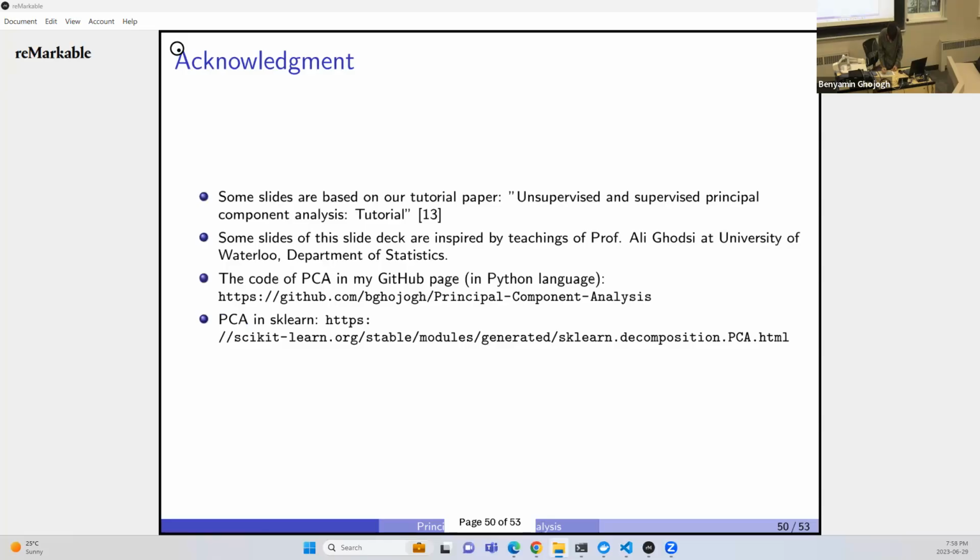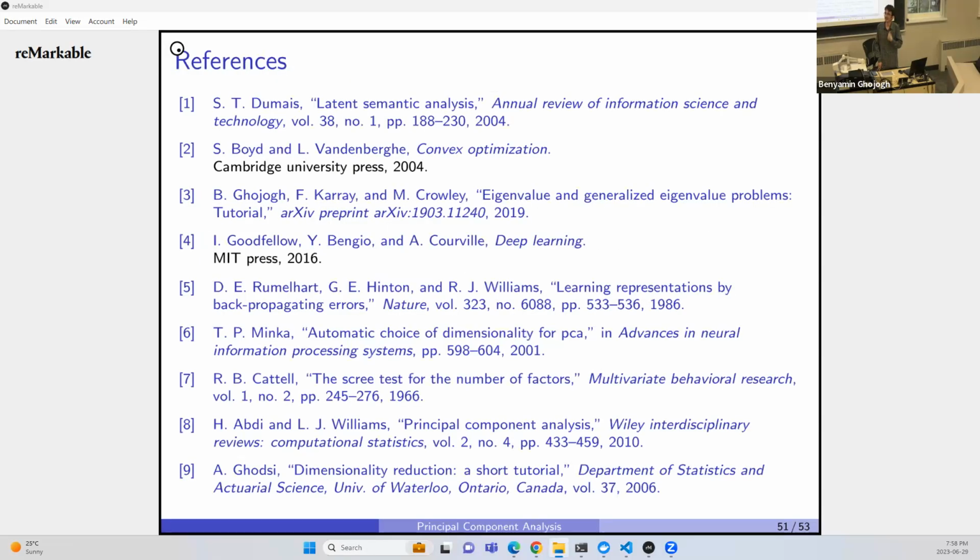Acknowledgement: some slides are based on our tutorial paper, and also the teachings of Professor Ali Ghodsi at the University of Waterloo. I have coded PCA in Python. You can see it on my GitHub page, at this link. Also, PCA is in scikit-learn. By the way, in scikit-learn, they also handle these cases. Whenever D is large, for example, they check that and use dual PCA. They do that themselves, okay? And these are the references.